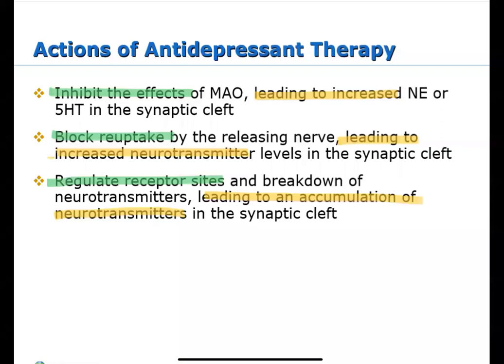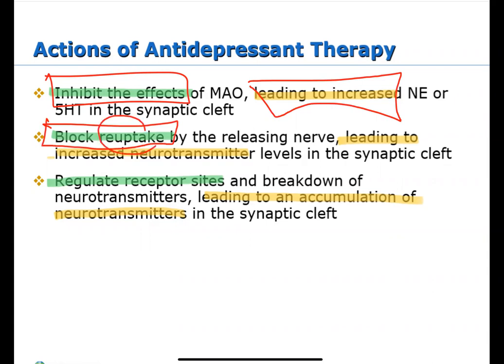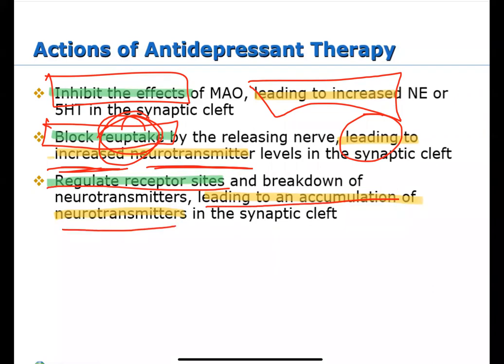So let's go ahead and take a look at the next step, right? The actions of antidepressants, they can do several things. They can either inhibit, leading to an increase. They can block reuptake, leading to an increase, because if you're blocking reuptake, you're going to have that neurotransmitter being increased at that synapse, right? And then last but not least, they can regulate those receptor sites, leading then again to an accumulation of that neurotransmitter. So it's all about that.